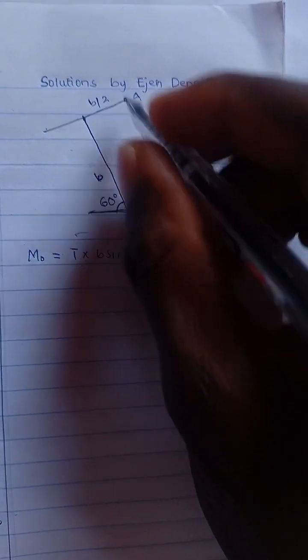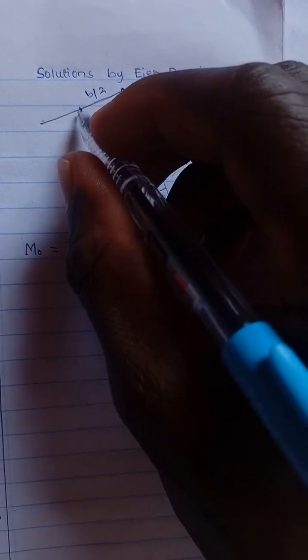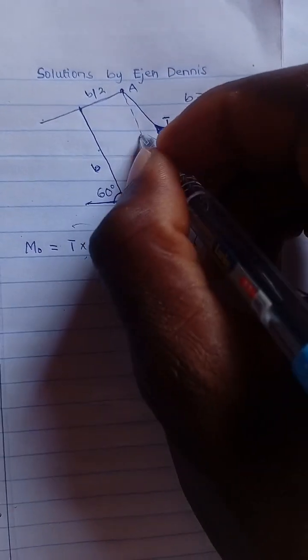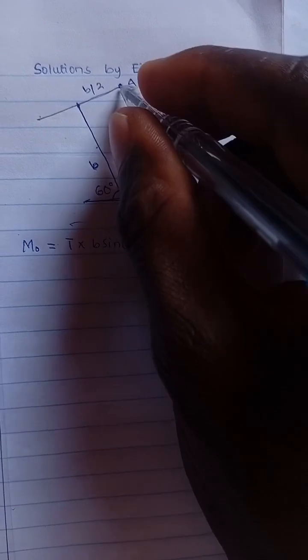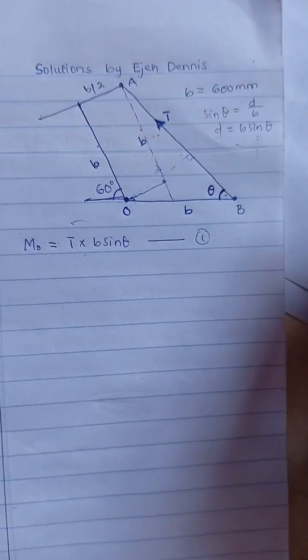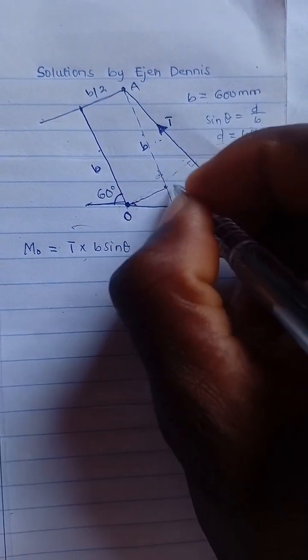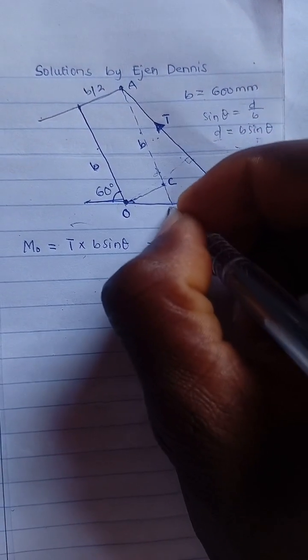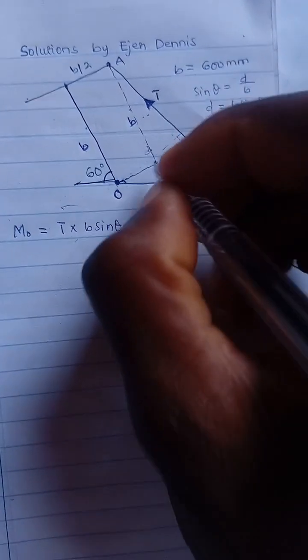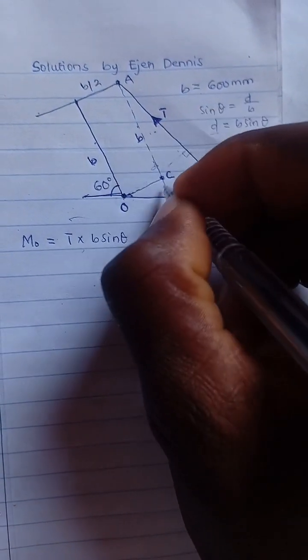So remember, if this is parallel to this, and this is parallel to this, then these distances are the same. So this is also distance B. So from here to here is equal to B. And then let me name this point C, and here point D. So we have this point where this line meets this line to be point C.